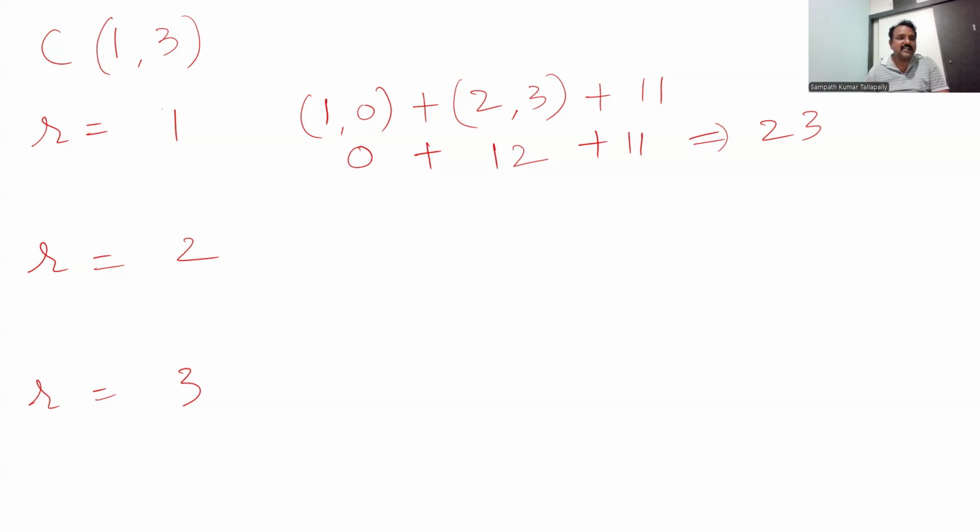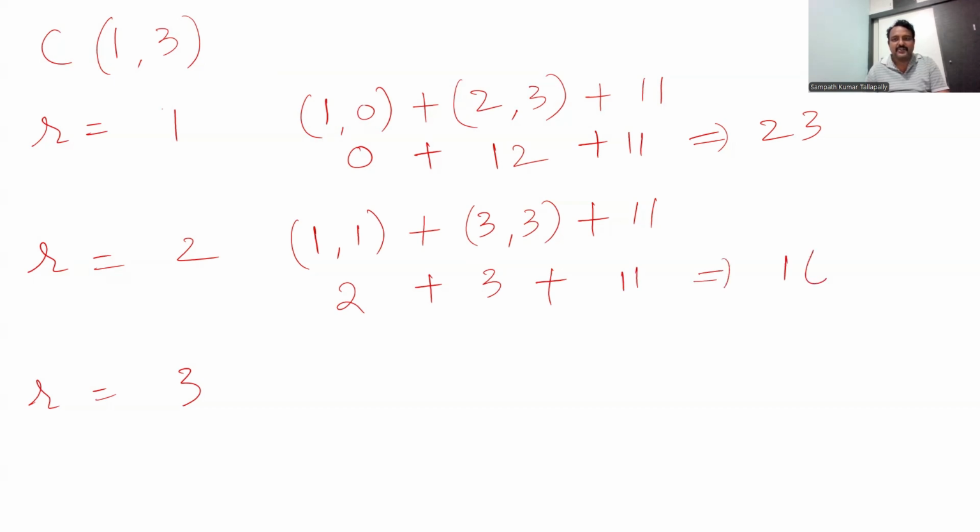Now we are going to say R is equal to 2. And if this R is equal to 2, we are going to get 1, 1. Then we are going to have 3, 3 plus the value 11. 1, 1 value is equal to 2, plus 3, 3 value is equal to 3, plus 11. Altogether, this number is going to give you 16. So if the value of my R is equal to 2, the value which we are going to get if I substitute them here is equal to 16.